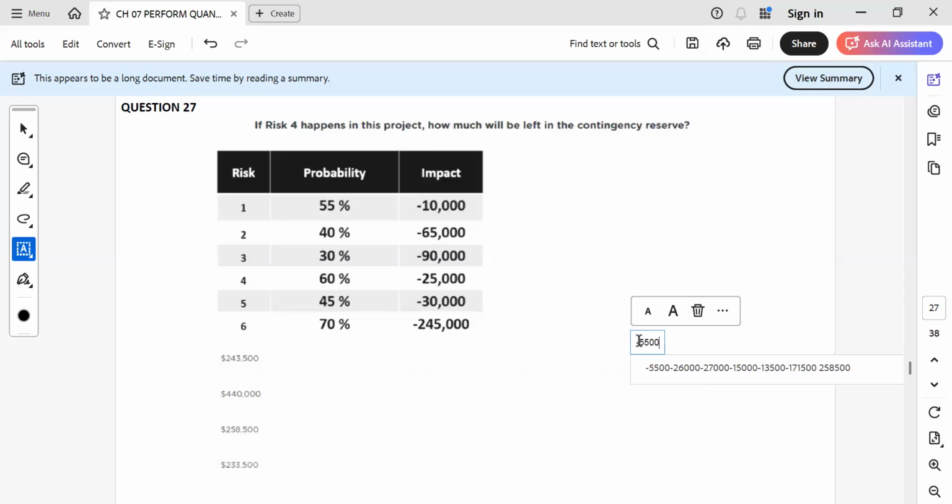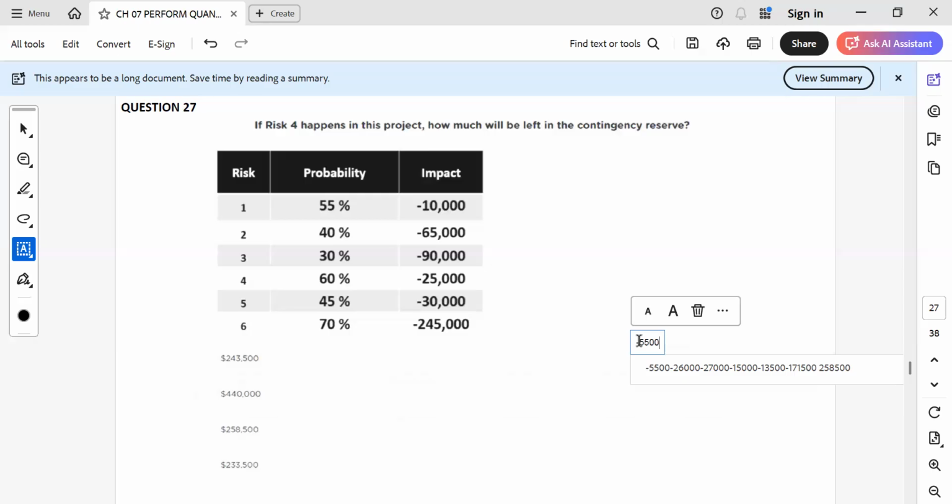So it is, sir, the EMV, no? It is minus 258,500. Okay, but he is saying contingency reserve. Correct. Yes, EMV. So if risk 4 happens, then what is the new contingency reserve? Yes, yes. So for risk 4, how much is the impact?